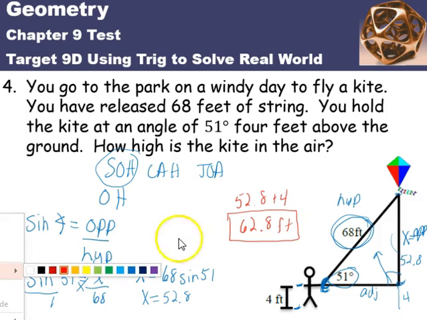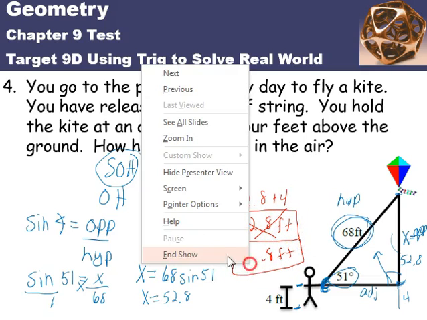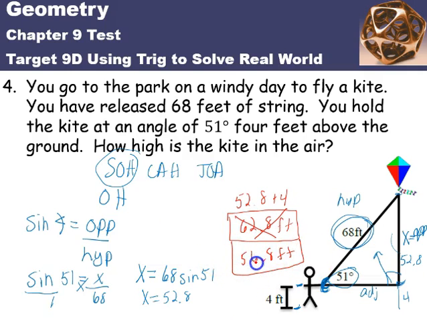Only I made a mistake. You guys are probably saying, hey, Mrs. Gordon, no, 52.8 plus 4 is not 62.8. Instead, I can't erase it, so I have to cross it out. 52.8 plus 4 is 56.8 feet off the ground. So the correct answer is 56.8 feet off the ground.